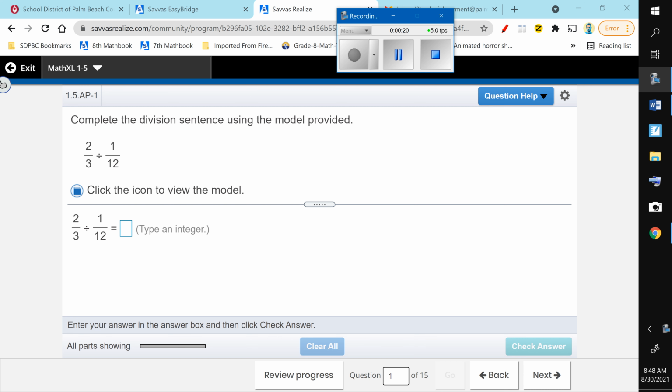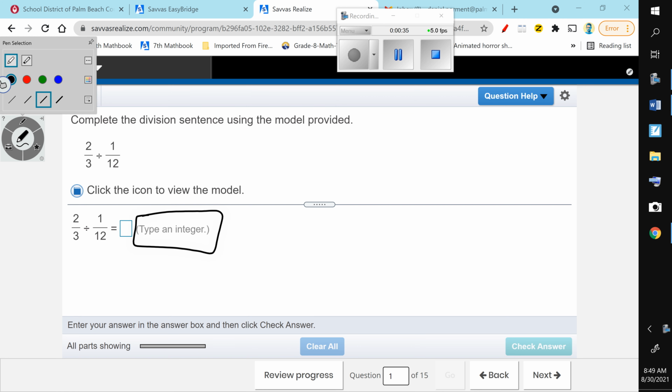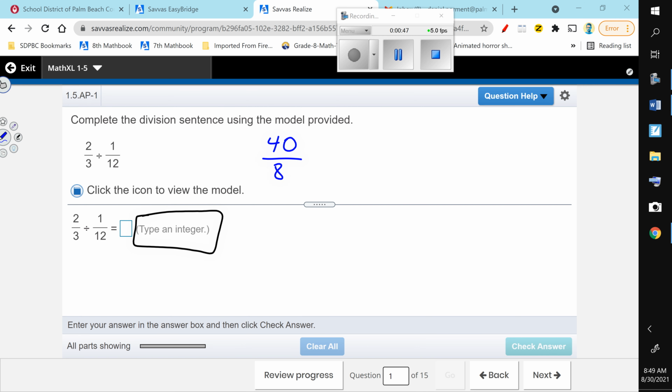I try to keep them pretty basic. I just want you to get in the flow of knowing what to do, making sure you're doing it correctly. So with the first question, complete the division sentence. You're just going to solve. It says type an integer. An integer, in case you forgot, is just a positive or negative whole number. Like these are integers. Those are all integers, okay? And even this is an integer because it equals that.